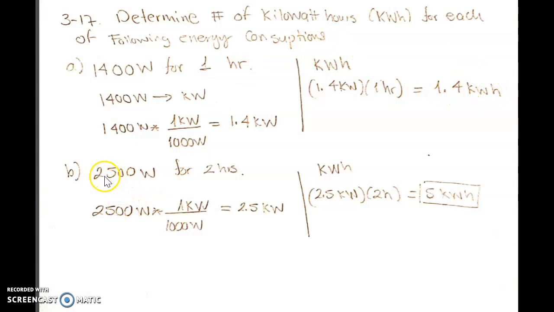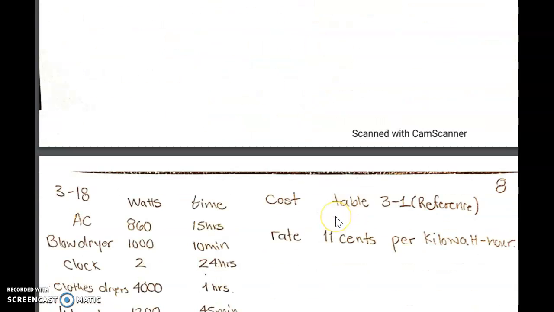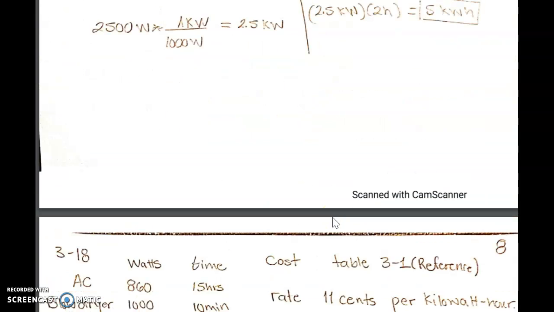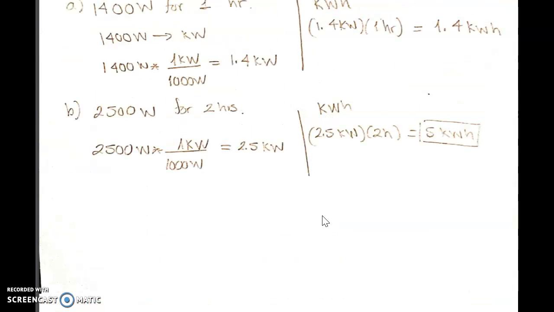I do the same thing here, 2500 watts used for 2 hours. I take the 2500 watts into kilowatts, which is 2.5 kilowatts. Multiply it by the time, I get 5 kilowatt hours. And that's it. Let's stop right here.